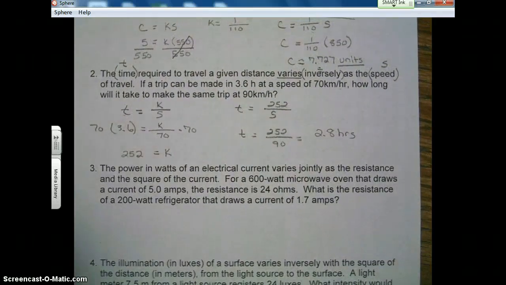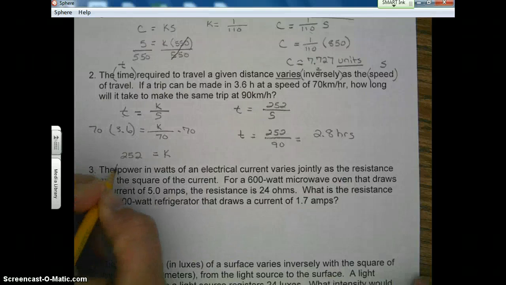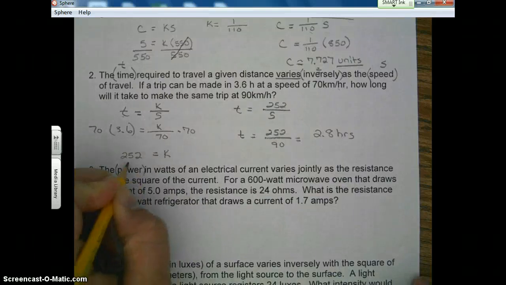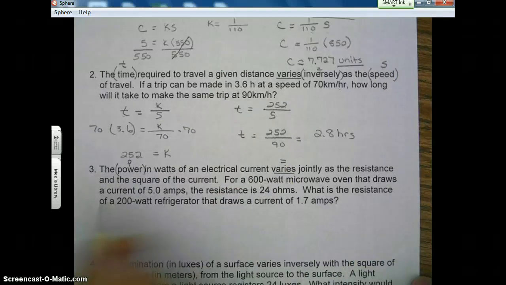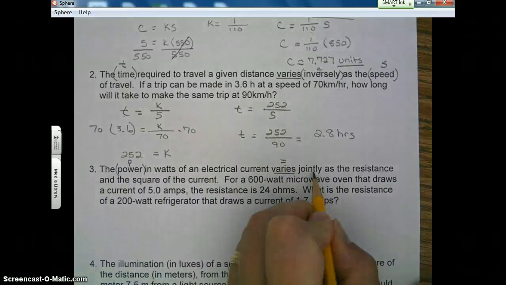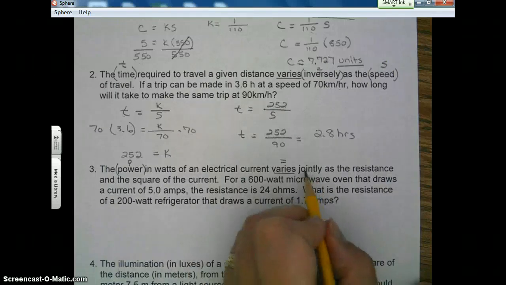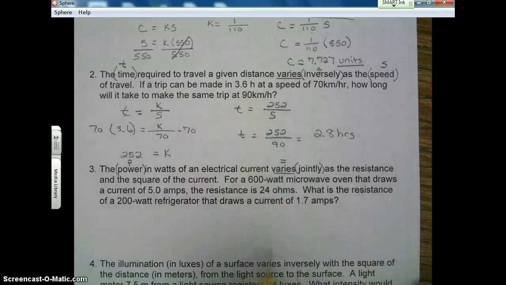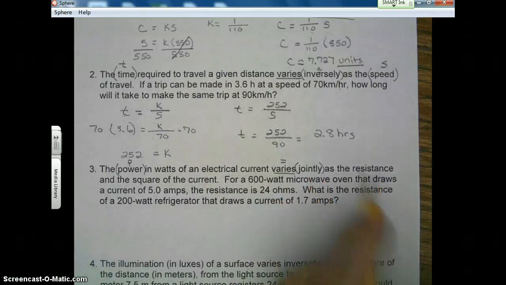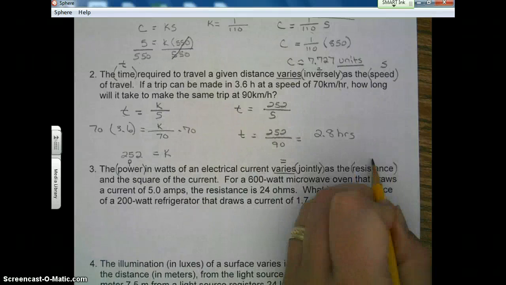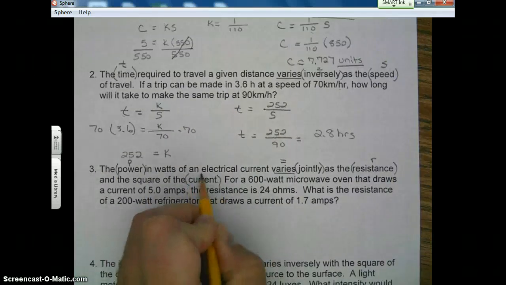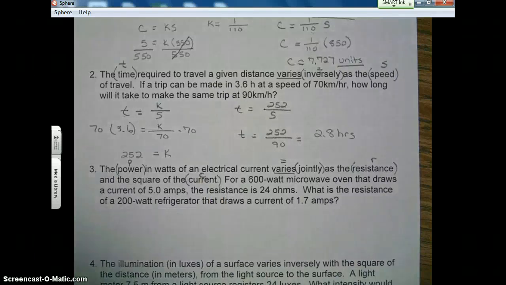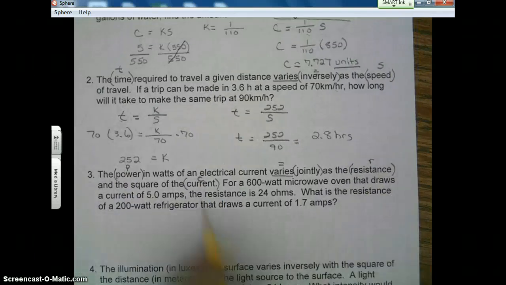All right. So we have power in watts. So power is going to be a variable. Varies, it's going to be our equal sign. Jointly, remember from our video notes, jointly is a product. So we're going to have a product, and product means to multiply. So jointly as the resistance, so we're going to need a variable for resistance, and the square of the current. So we're going to need a variable for our current. Power is P, resistance is R, current is C.